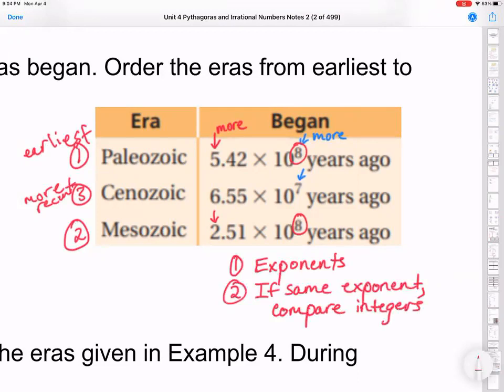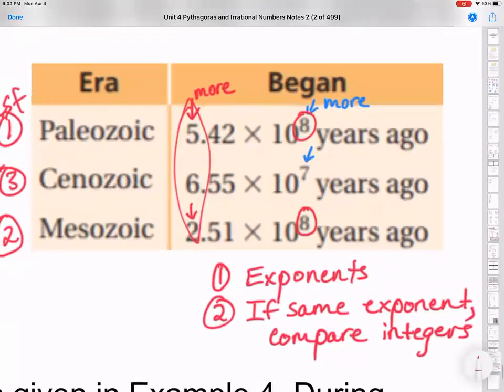So that's the first number in front of the decimal. And that's actually, again, a really efficient, fast way to do it. So in just looking at these, Paleozoic has a high exponent, like 8. So does Mesozoic. So in my head, I'm thinking these are some of the oldest ones because they have the bigger exponent. But since they're the same, I'm going to look at the integers, 5 versus 2. 5 is certainly bigger, so that's why it's the oldest.